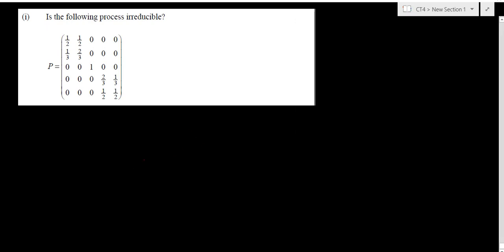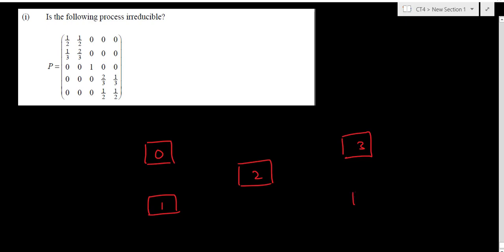So let's draw the transition diagram. I've got 5 states, 0, 1, 2, 3, and 4. Okay, so let's do that. So I've got 0, I've got 1, I've got 2, I've got 3 and I've got 4. Okay, so I've got 5 states here.